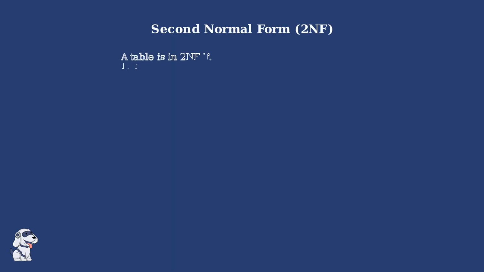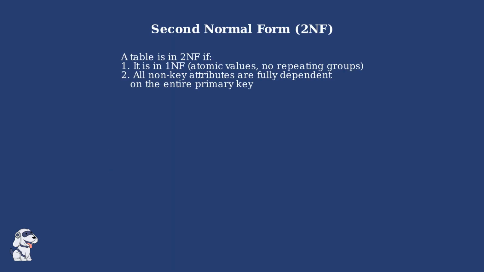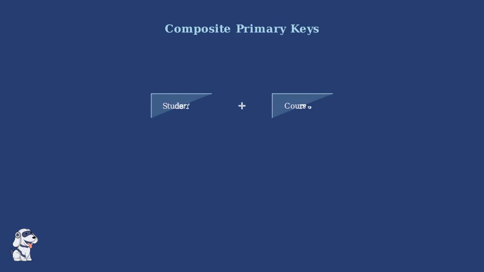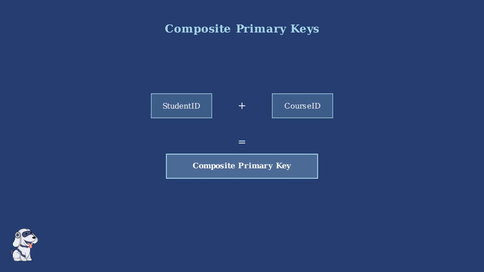Second normal form, or 2NF, builds directly upon first normal form by addressing a specific type of dependency problem called partial dependencies. To understand 2NF, we must first understand what makes a dependency partial. The key to understanding 2NF lies in composite primary keys. A composite primary key consists of two or more attributes that together uniquely identify each row.